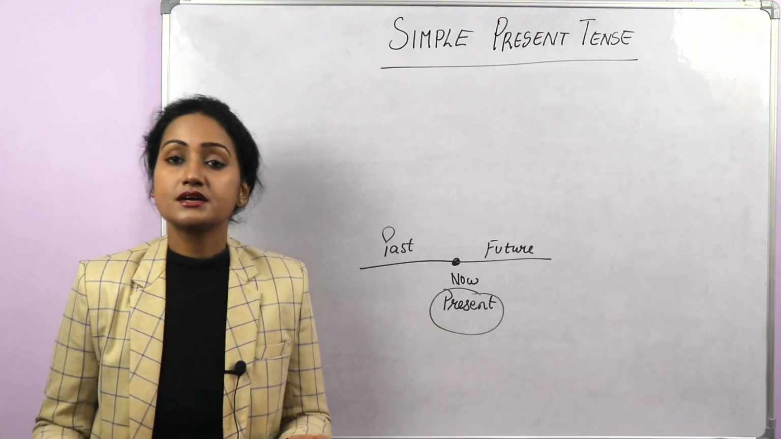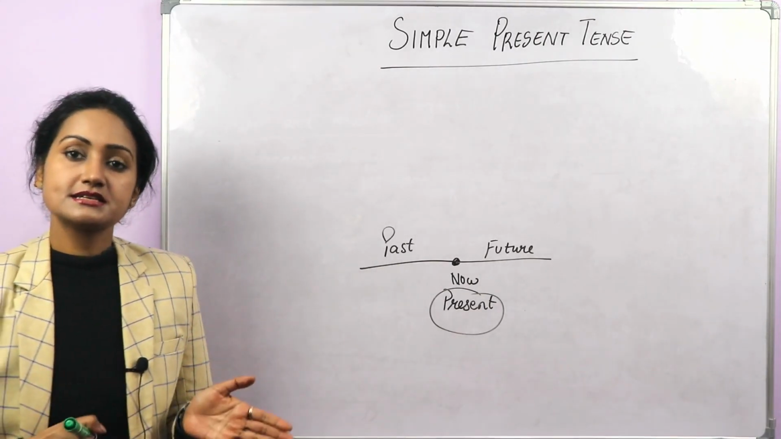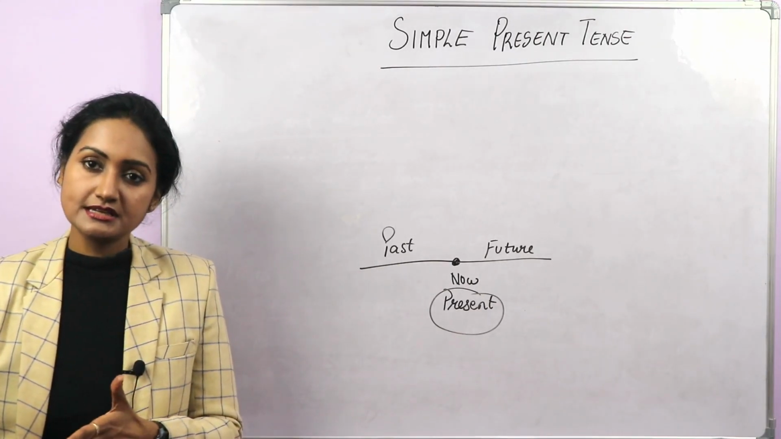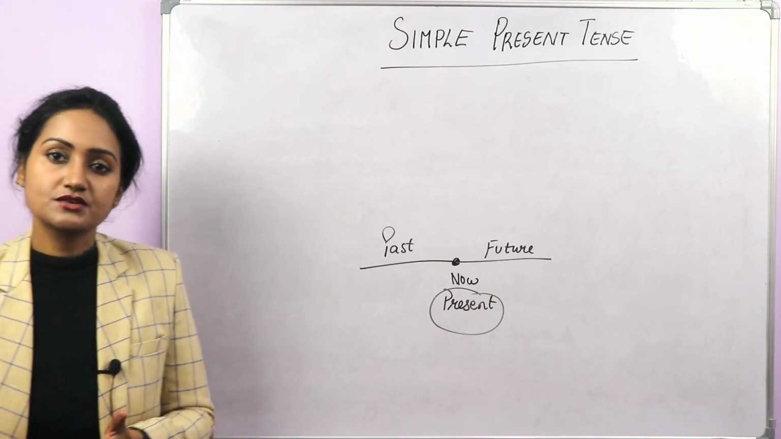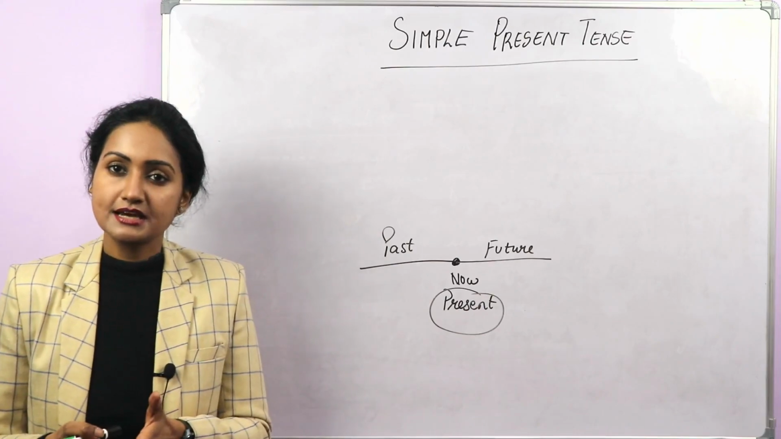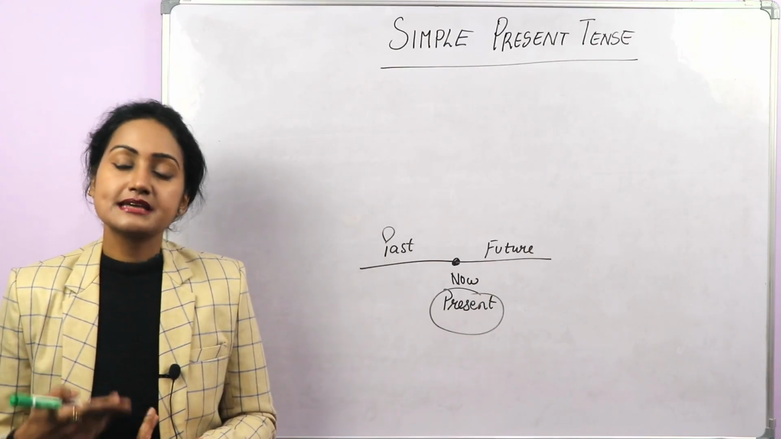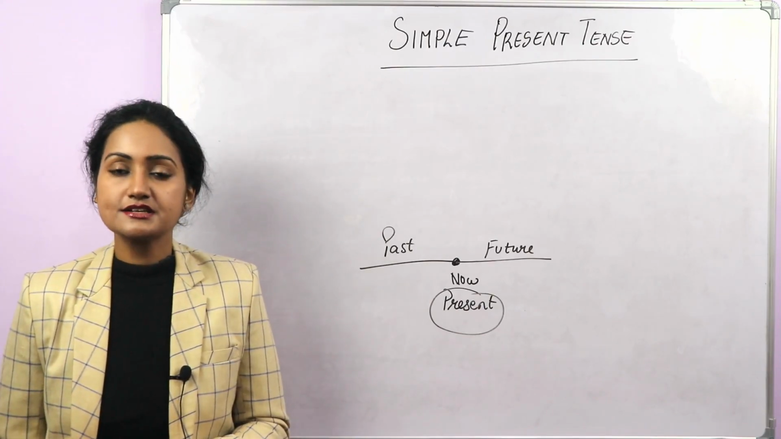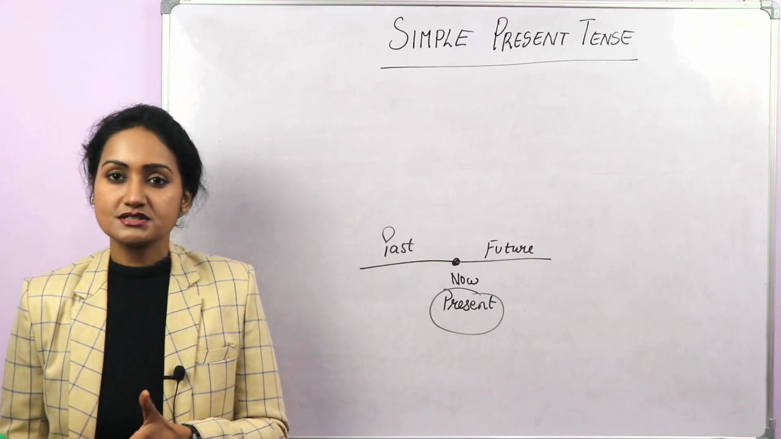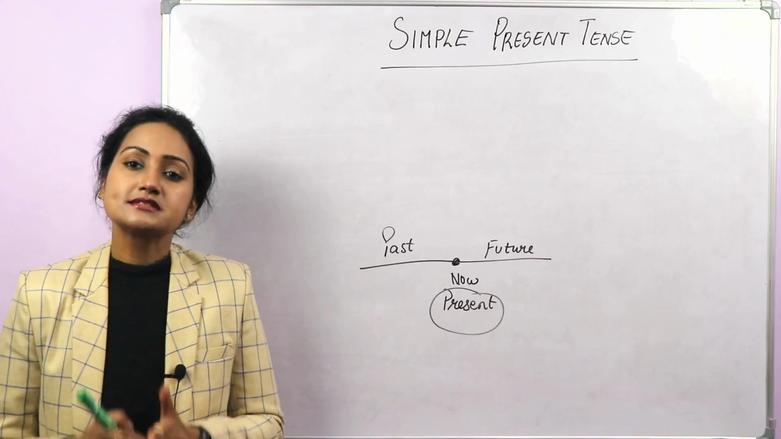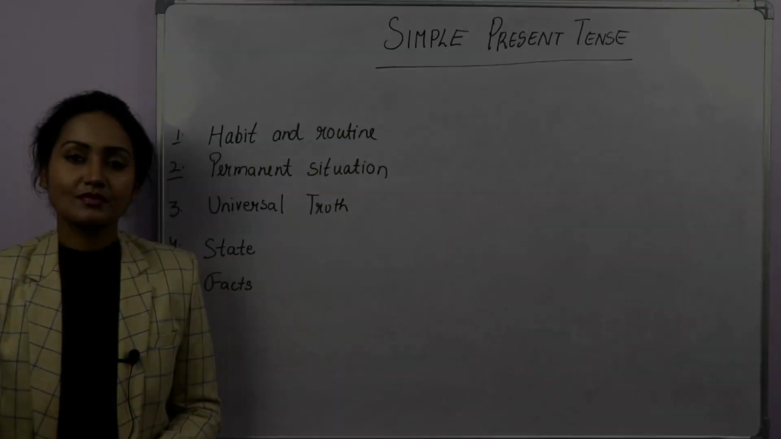So majorly there are three tenses: past tense, present tense and future tense, and all these three tenses have their four subcategories or subcomponents. First is simple, second is continuous or progressive, third is perfect, and fourth is perfect continuous. So today we will do simple present tense.